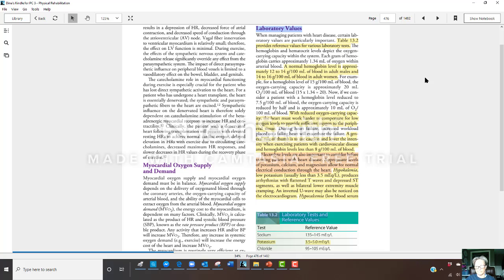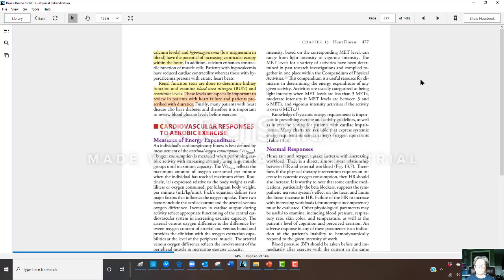Hypocalcemia, low blood serum calcium levels, and hypomagnesemia, low magnesium in blood, have the potential of increasing ventricular ectopy within the heart. In addition, calcium enhances contractile function of muscle cells. Patients with hypocalcemia have reduced cardiac contractility, whereas those with hypercalcemia present with erratic heartbeats.